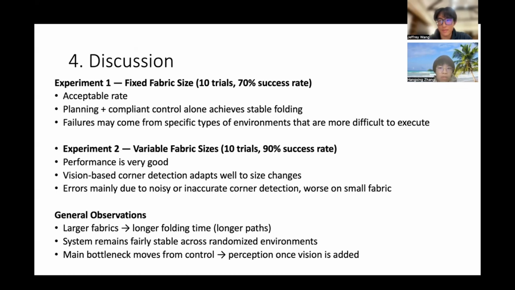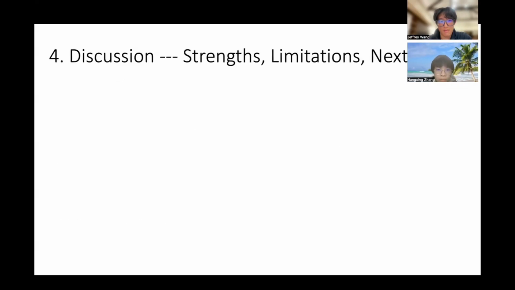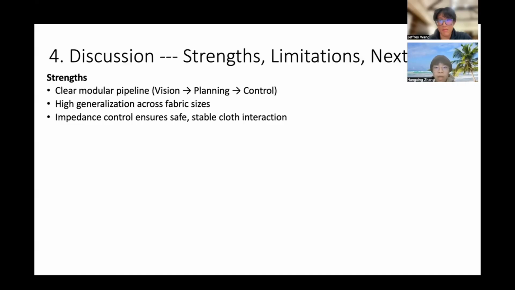We also observed that larger fabrics require a longer folding time, since longer trajectories are needed under a fixed control frequency. After adding vision, the main system bottleneck shifts from control to perception accuracy. Our main strengths are first, the clear modular pipeline of vision, planning and control. Second, the system shows strong generalization across fabric sizes. Third, impedance control ensures safe and stable interaction with deformable fabrics.